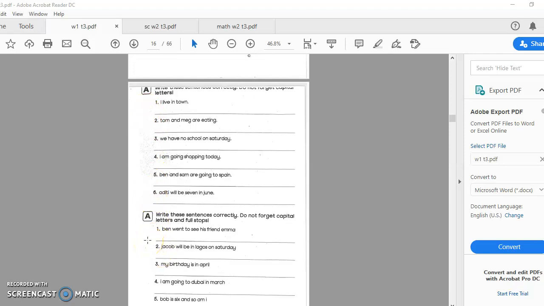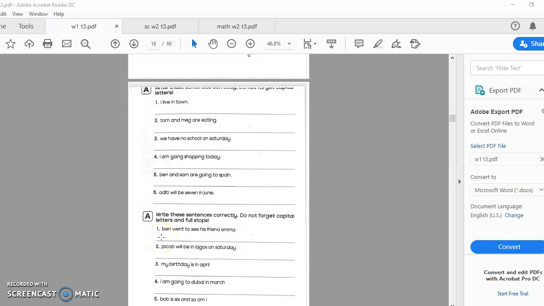Activity B, write these sentences correctly. Do not forget capital letters and full stops, okay? So here you need to remember to put a capital letter and a full stop. We put capital letters at the beginning of a sentence and we write names with a capital letter. So the first one, Ben went to see his friend Emma.